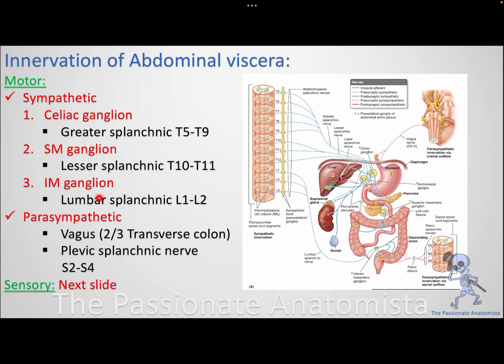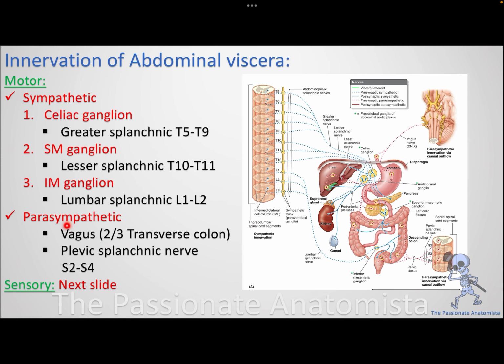And the inferior mesenteric ganglion comes from the lumbar splanchnic nerves, L1 to L3. It goes all the way to the inferior mesenteric, and that takes care of the hindgut. Here we're talking about the sympathetic innervation of abdominal viscera. We are specifically talking about the organs of digestion.